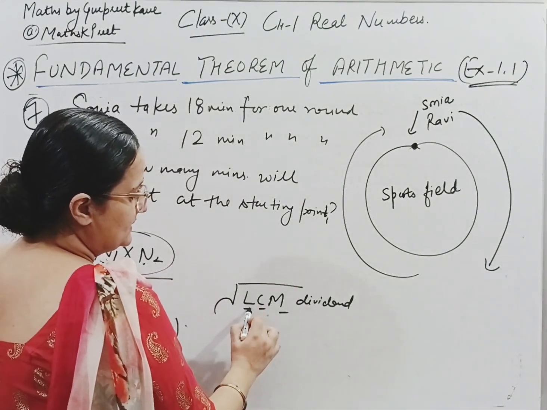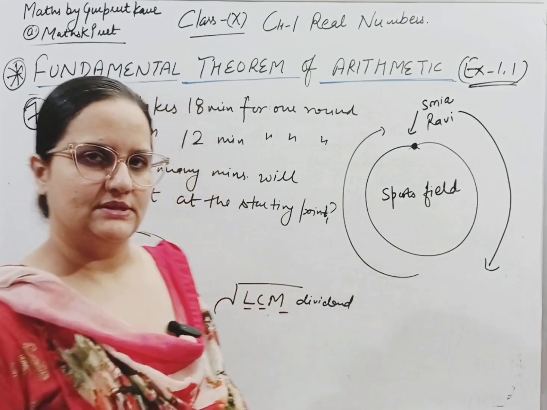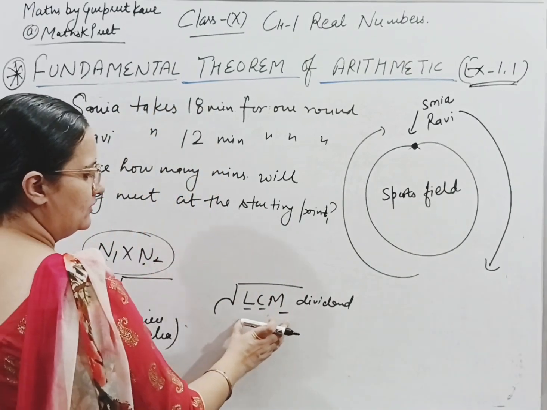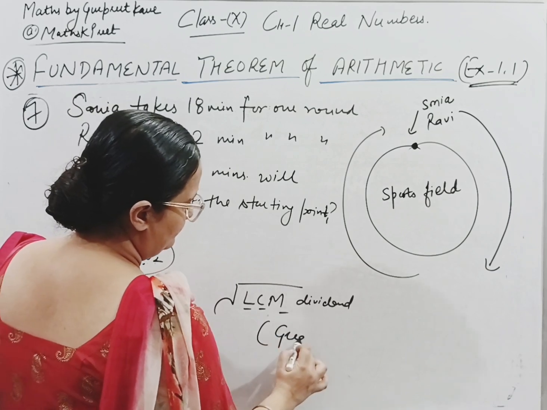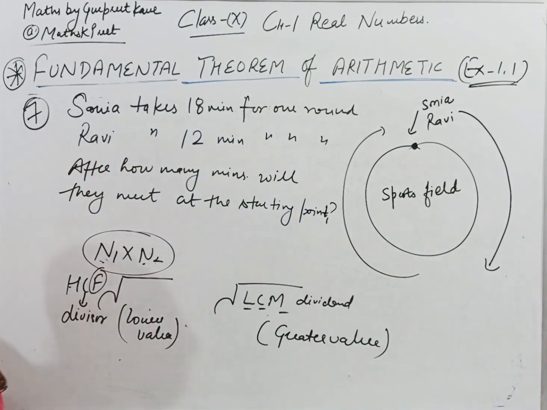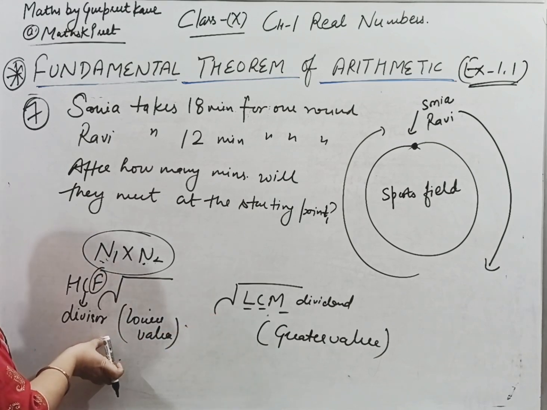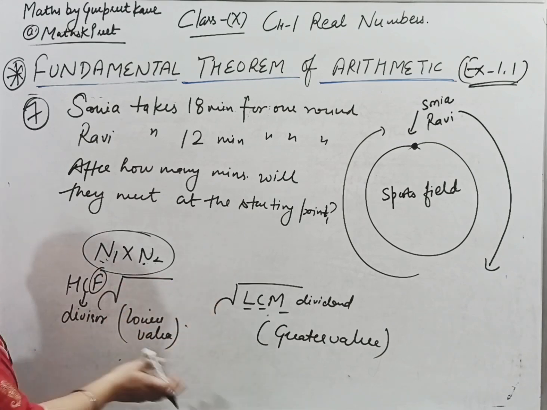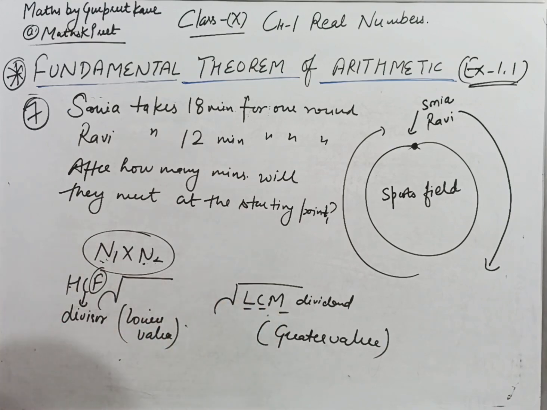And LCM is what? LCM is always the maximum powers of all the factors. Here we are considering all the factors, along with the maximum power of all the factors. So here we will get a greater value as compared to the HCF. So LCM always gives us the greater value, and HCF always gives us the lower value as compared to each other. HCF is related to divisor, and LCM is always related to dividends.